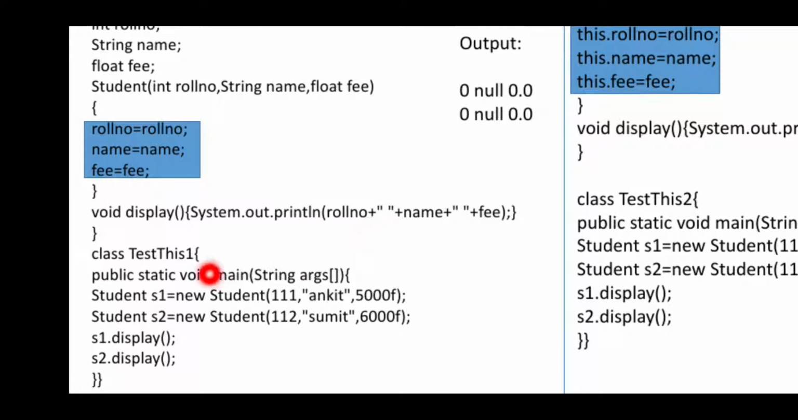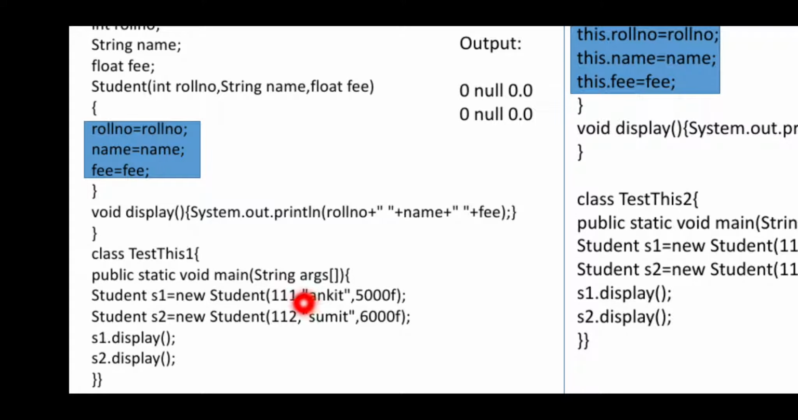So you can check here, class Test, this one means a class name, public static void main. Student s1 is equal to new Student 111, Ankit, 5000f, where f means a float value. It is going to indicate a float value here. Student s2 is equal to new Student 112, Sumit, 6050. So 111, 1100, right?